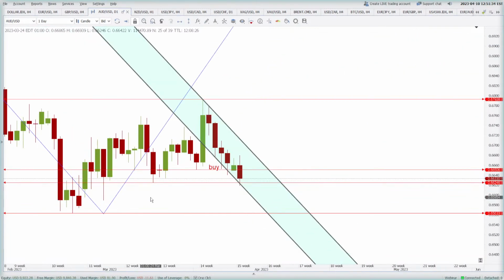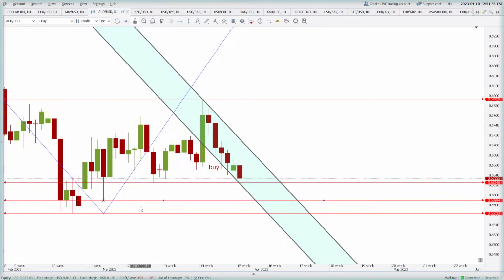Okay guys, you see this channel has been broken and it has been acting as a resistance also. So this is a bearish engulfing on this channel. The price has taken support at around 0.6624, which we expected. Not only has it taken support here, but it has also breached this previous low. This breach of the previous low gives us a reason to look for the next low, which is somewhere around 0.6589. So will this be my next target?